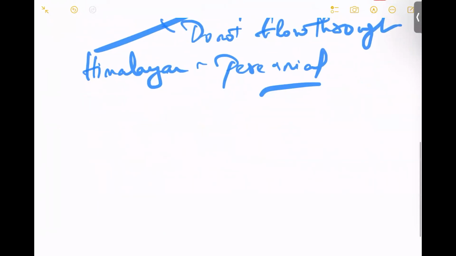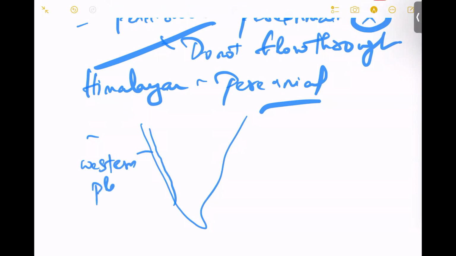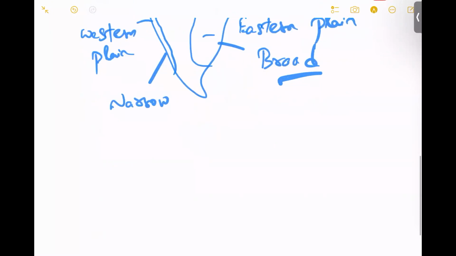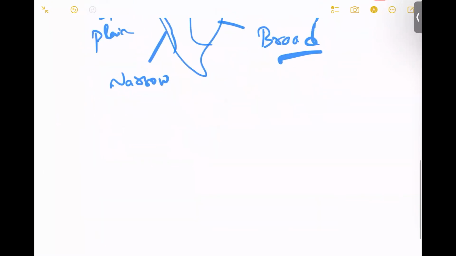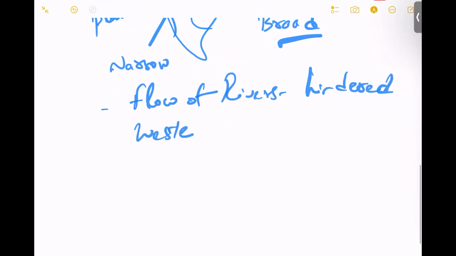Let's be very clear. And then one more thing, if you see the peninsula, here you can draw the peninsular region. This is the western plain, and the eastern plain is like this. So what is the difference? The western plain is very narrow and the eastern plain is very broad. So what is the reason for this? The flow of rivers is hindered in the western part while it is smooth in the eastern part.